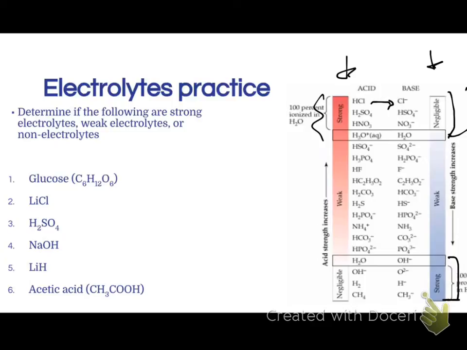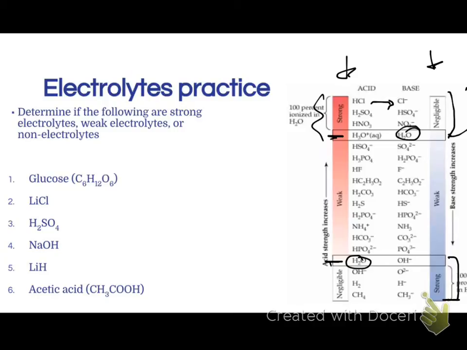From the water, which is right here, all the way down to the next water, so water's on here twice because it can be both an acid and a base. But in between the two waters are all the weak acids and bases. Now this doesn't actually list every single one of them, there's millions, so it couldn't. But it does give us the most common ones.